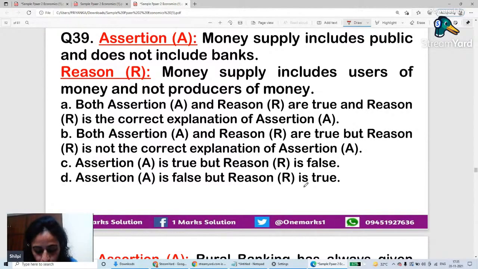Reason says money supply includes users of money and not producers of money. Yes, this is again true. They are not talking about the producers of money. So we'll go for option B. Assertion is true, reason is true, but reason is not the correct explanation. It is not explaining the assertion's statement at all. Question number 40.